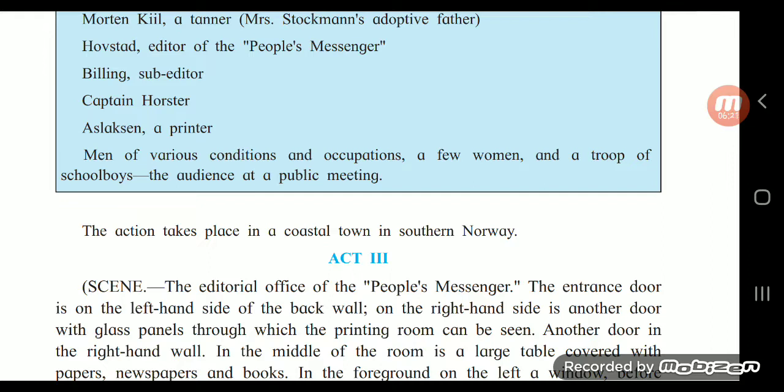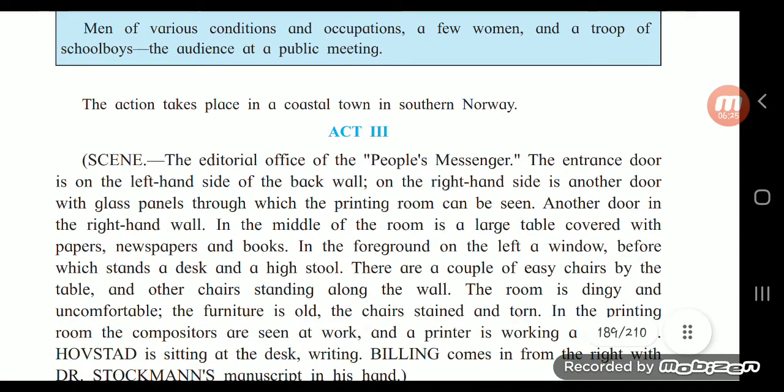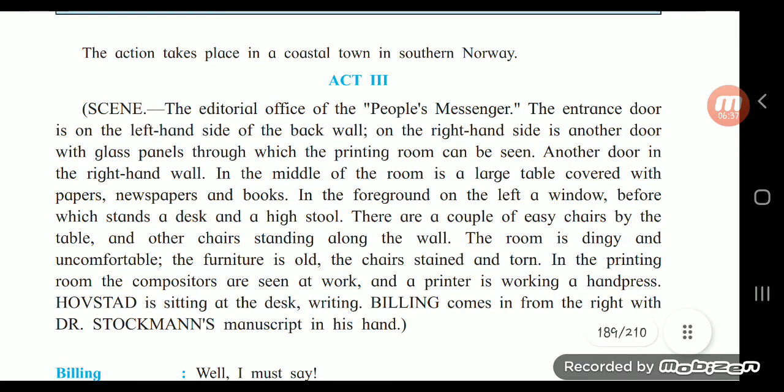नॉर्वे मध्ये ही गोष्ट चालली आहे in a coastal town. Okay. Now here we have third act and one scene given to us. आपल्याला complete play तर नाही आहे, right? So we are going to focus on act third. Now it is a scene, the editorial office of the People's Messenger. मॅगझिनचं जे हेड ऑफिस आहे तिथे ही सगळी गोष्ट आत्ता होती आहे.